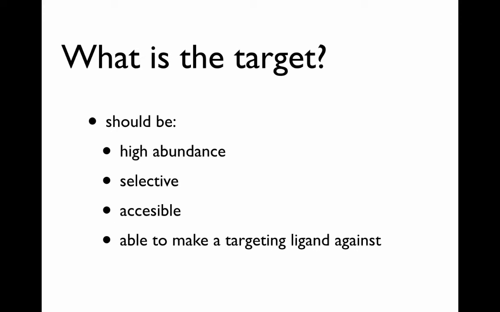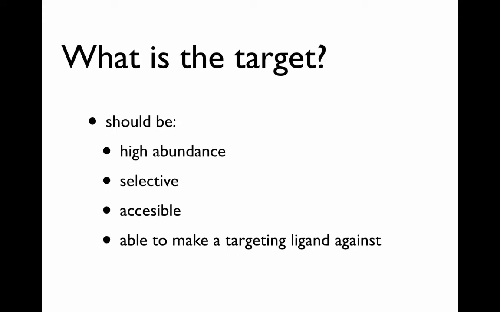So what is the appropriate target? The appropriate target should be of high abundance. The more receptors, or the more the target is, the better this is. And you'll see this in a little bit when we talk about Bmax and pharmacodynamics. It should be selective. If you want it to target a tumor, for example, and not the normal, you do not want your target to be present on the normal. It should be only present on the tumor.